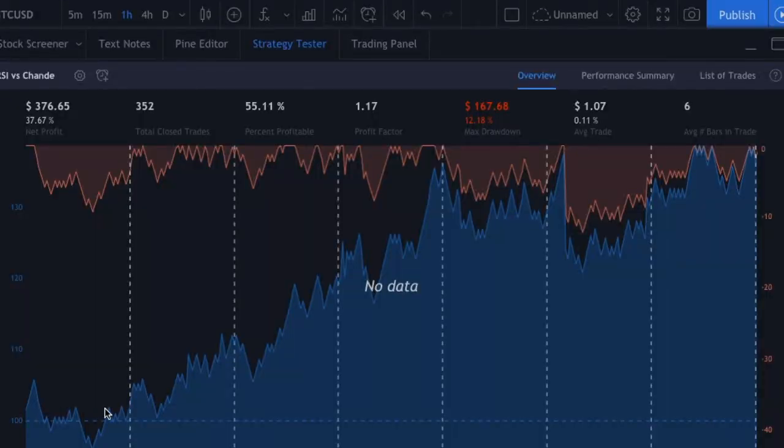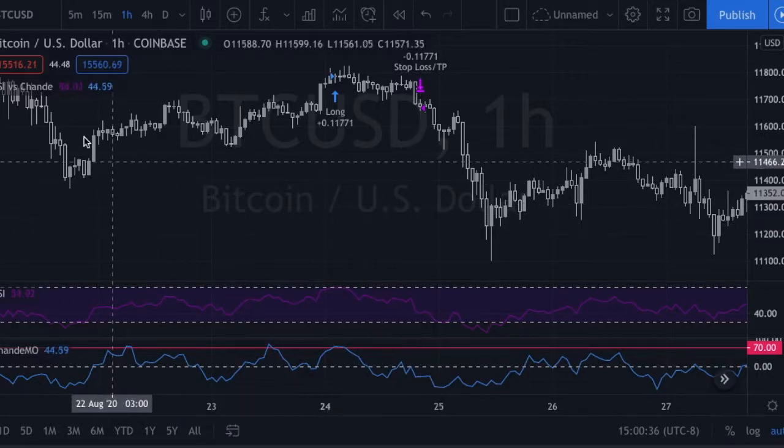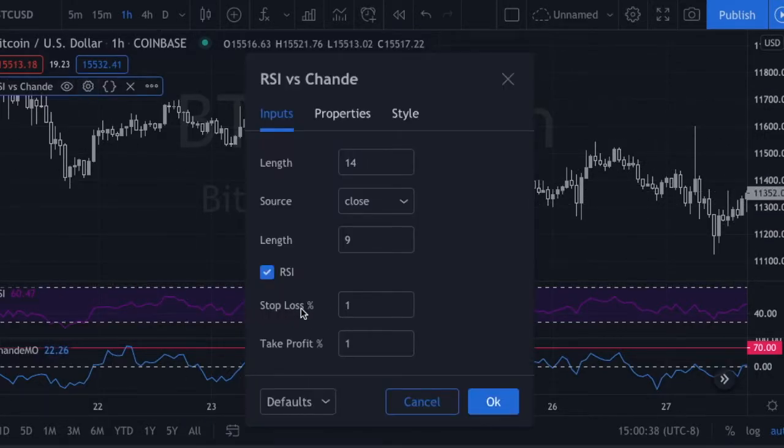Now this is a lot better, right? We keep making money, and we're taking a few dips along the way, but it's not too bad. Now, this isn't a full-blown strategy, right? 352 trades to make 37% is not the best strategy in the world, but it's a start. We're going in the right direction as opposed to the Chande momentum oscillator, which we kept losing money on, right? That is a 1% stop loss, 1% take profit.